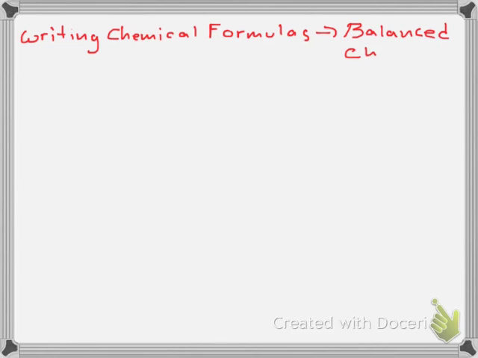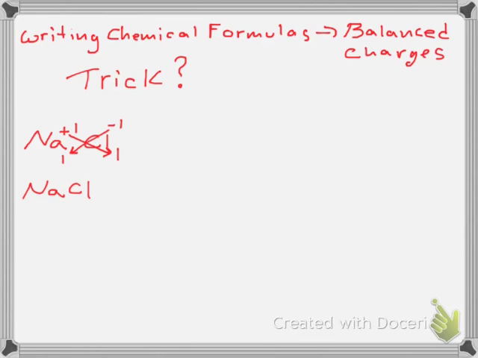It's important to remember that writing chemical formulas is really all about making sure we have balanced charges. But is there a trick involved also? If we write the sodium and chlorine with their charges, we can see that I can just sort of reverse the numbers and get 1 and 1 and write the correct formula, sodium chloride, NaCl. If I try this with sodium oxide, we have a 1 and a 2, -2, reverse the numbers, and we get Na2O for sodium oxide.